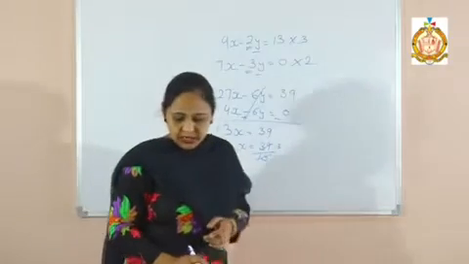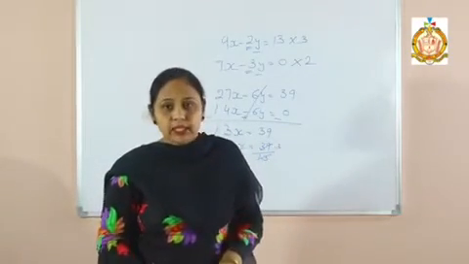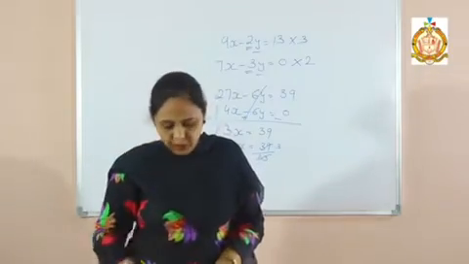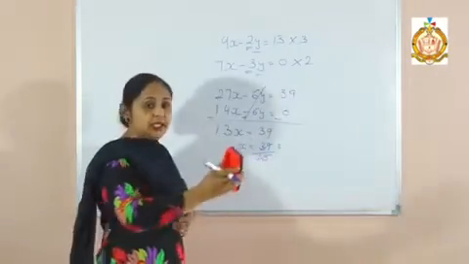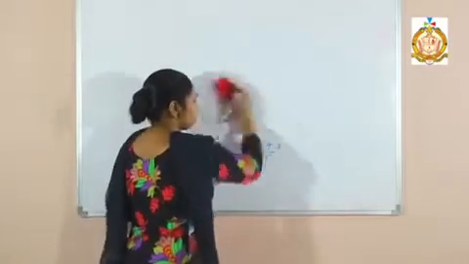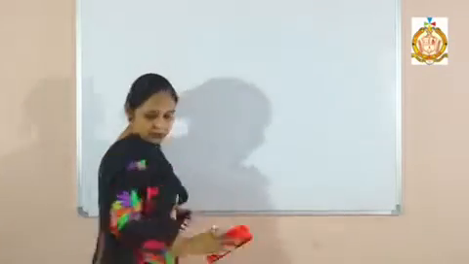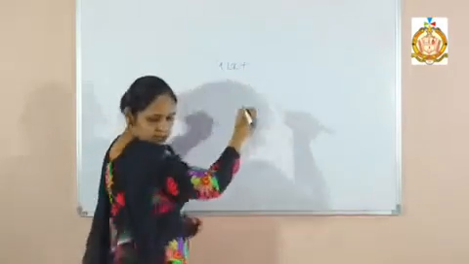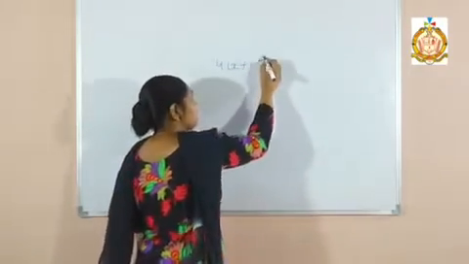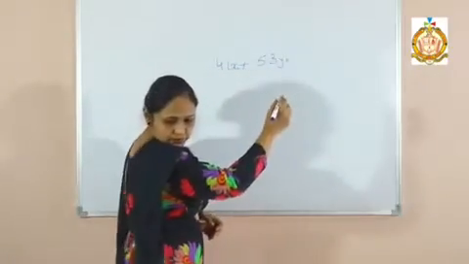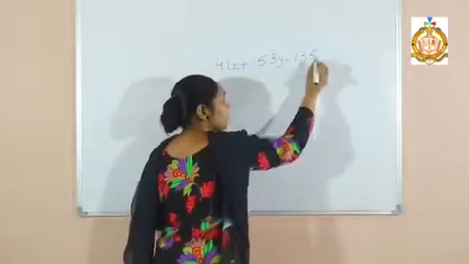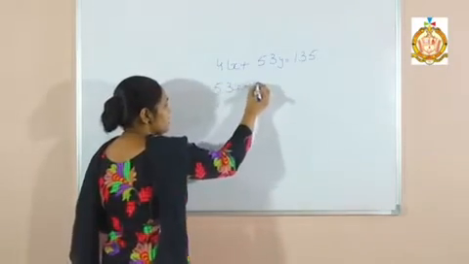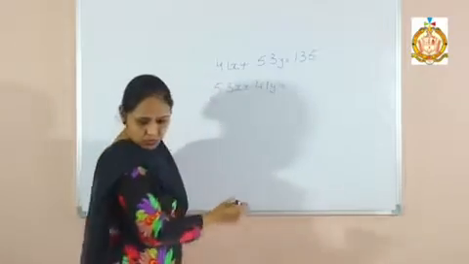And in the next concept, see students, sum number 9 and sum number 10 are a little bit different from these sums because of the given statements. See the 9th and 10th sum. In this sum, the given first statement is 41x plus 53y equals 135. Then the other one is 53x plus 41y equals 147.